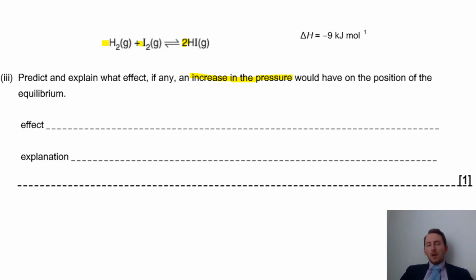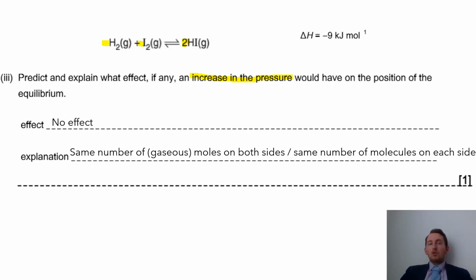So we have 1 plus 1 gives us 2 on the left hand side, and we have 2 on the right hand side. We have the same amounts on both sides, there's not more on one side than the other. So increasing the pressure will have no effect. Normally if you increase the pressure, equilibrium will shift to the side that has fewer. If you decrease the pressure, it shifts to the side that has more. But in this instance, because both sides are the same, it's 2 on each side, so it will have no effect. You've got the same number of moles on both sides, or the same number of molecules, however you want to say it.